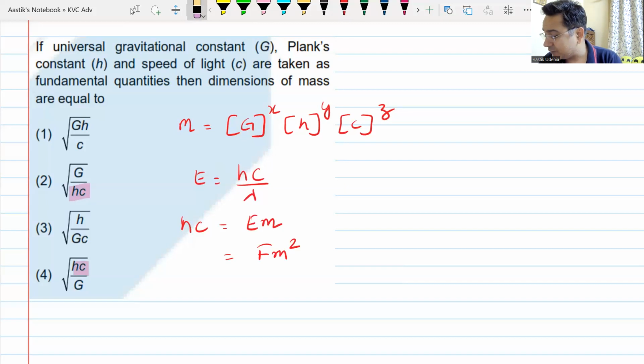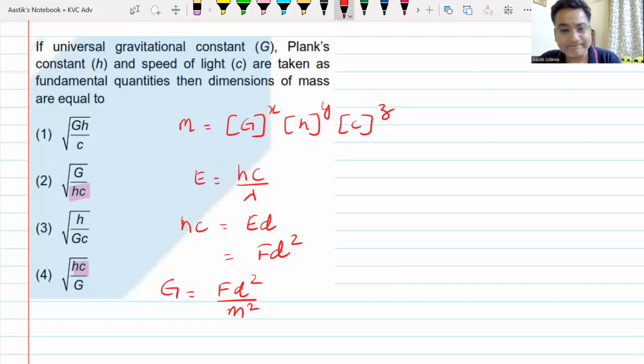Let me write it as force multiplied by distance, so that we don't confuse. Force multiplied by distance. Now, remember the gravitational constant G. This is force multiplied by distance squared divided by mass squared. Yes or no? Yes, sir. The only way you can get M in the numerator is when G comes in the denominator. Yes or no? Yes, sir.